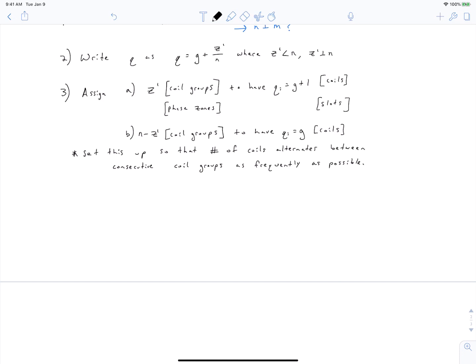And this is like a rule of thumb. I'm telling you that this is a good thing to do. The winding will work even if you don't do this. But if you do alternate the number of coils between coil groups as frequently as possible, you will have better winding factor. You minimize your subharmonics.